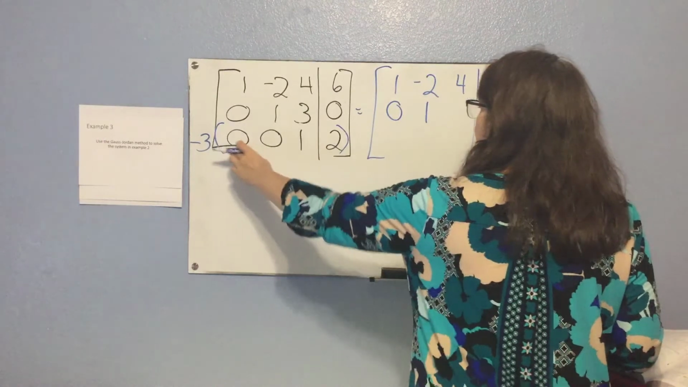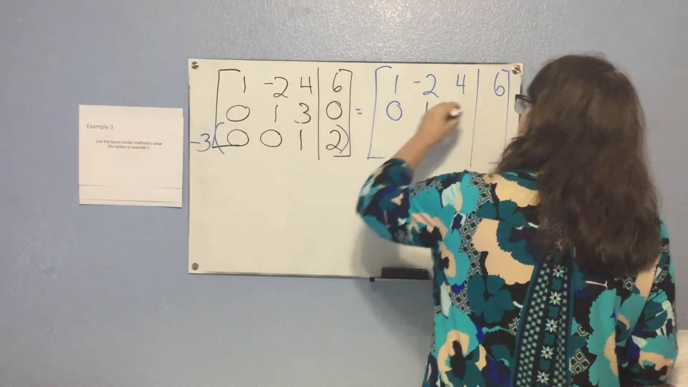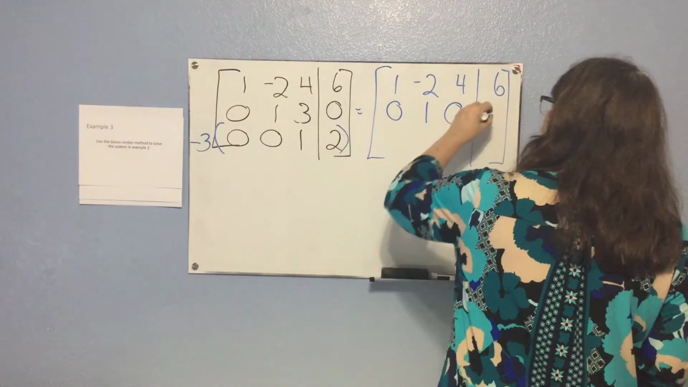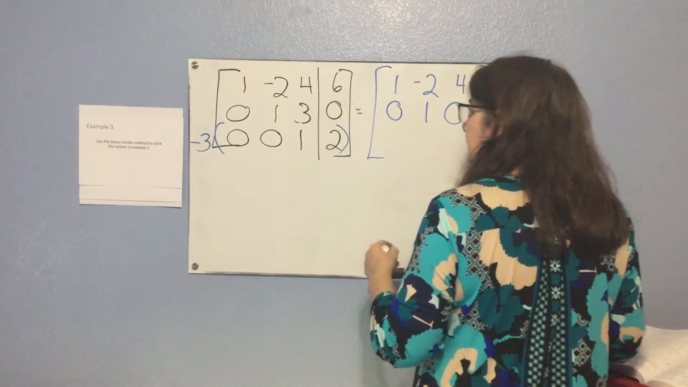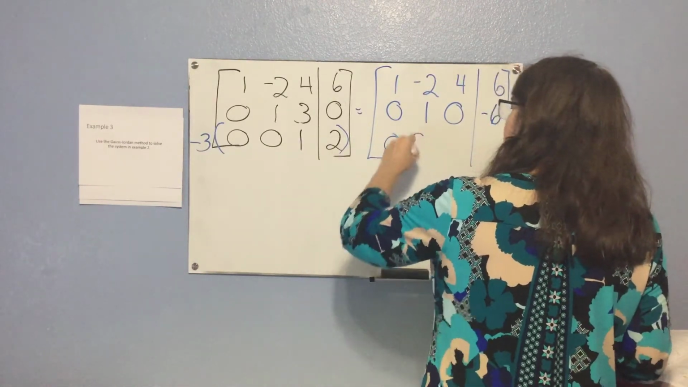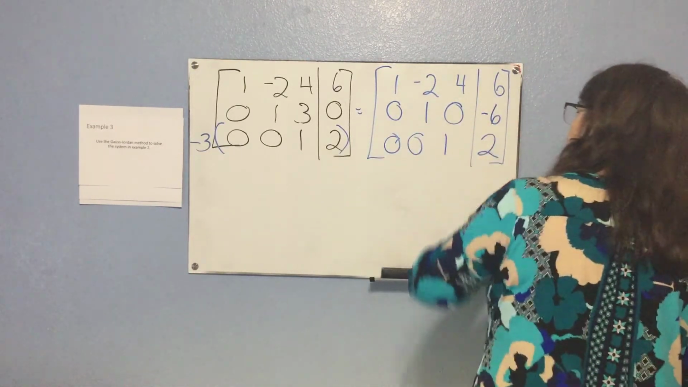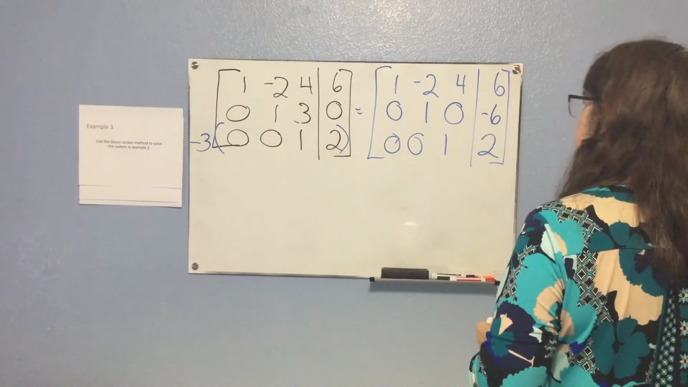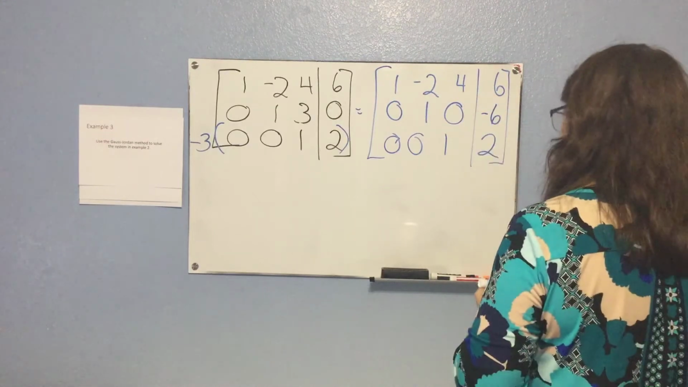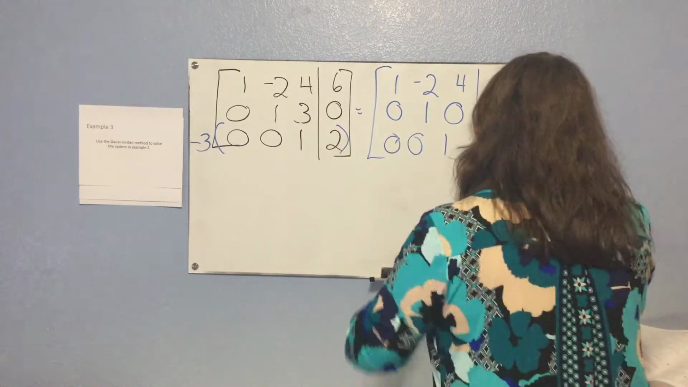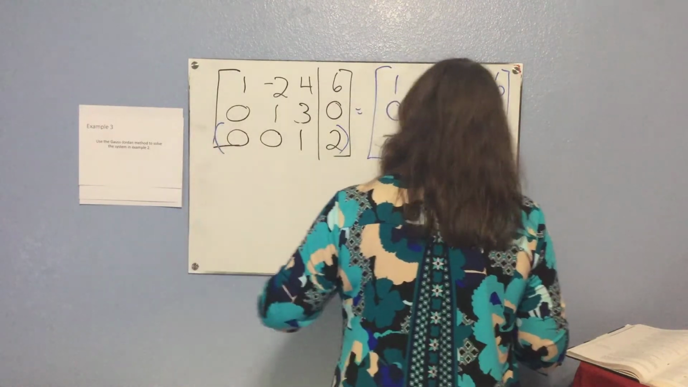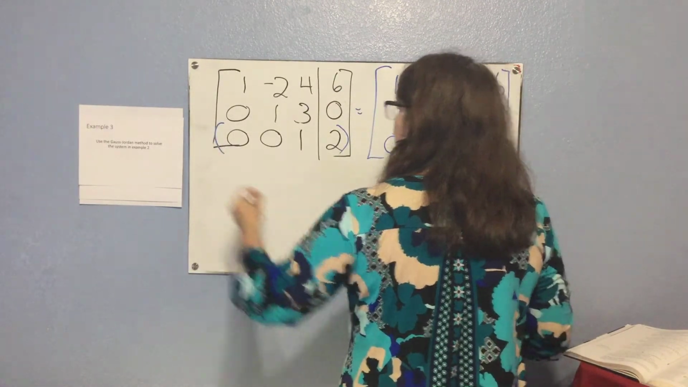I'm going to multiply this by negative 3, so negative 3 plus 3 will give me 0. Negative 6 plus 0 will give me negative 6. And then I leave this row alone, 0, 0, 1, and 2. To eliminate this 4, I do the same thing, except I multiply my last row by -4.